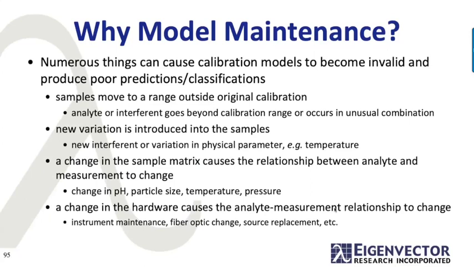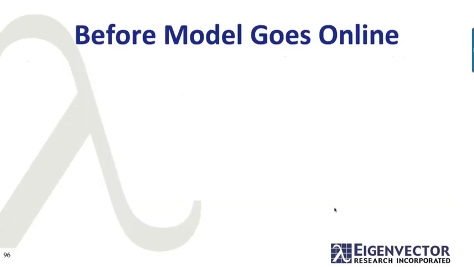And of course, there can also be changes in the hardware, and the hardware has gotten a lot better than it used to be. I saw a piece on a manufacturer's website looking at their Raman instrument, in fact, it's this one that we use for this data set, over a long time, and they're much more stable than they used to be. But still, you can get changes in the fiber optic due to aging of the fiber optics, changes in the source, a lot of things that can happen.